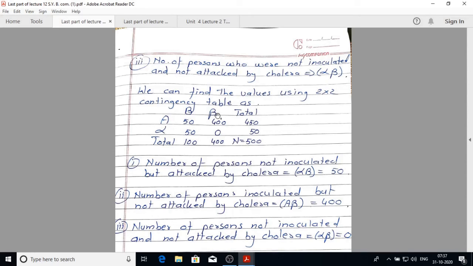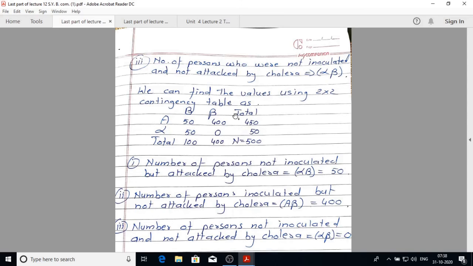So we will fill all the values in the 2 by 2 contingency table as A alpha total, B beta total. We are given that n is equal to 500. Frequency of class A is equal to 450. Frequency of class B is equal to 100. And frequency of class AB is 50. So these 4 values are given. We can find the remaining values as 500 minus 450 will be 50. 450 minus 50 will be 400. 400 minus 400 will be 0. 50 minus 0 will be 50.